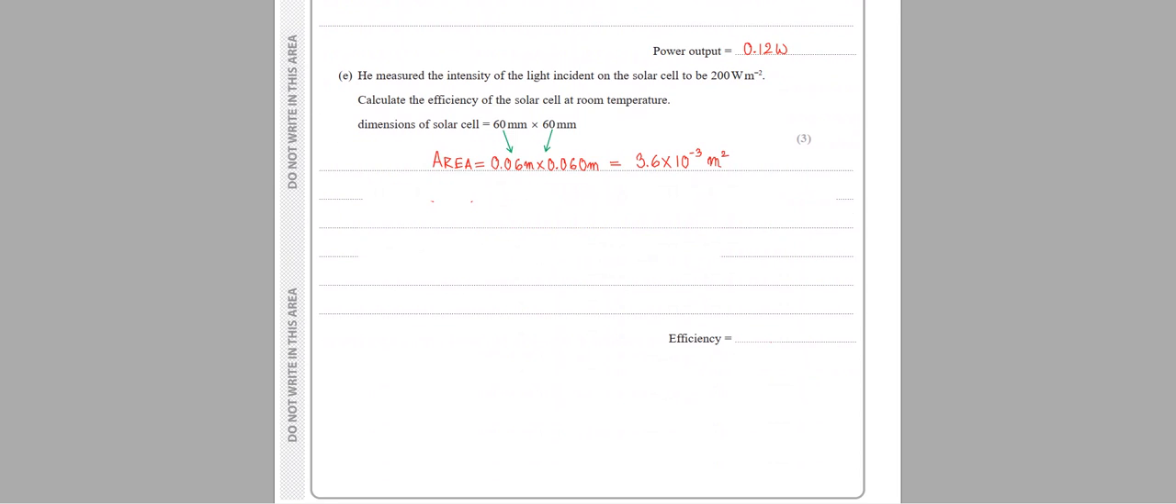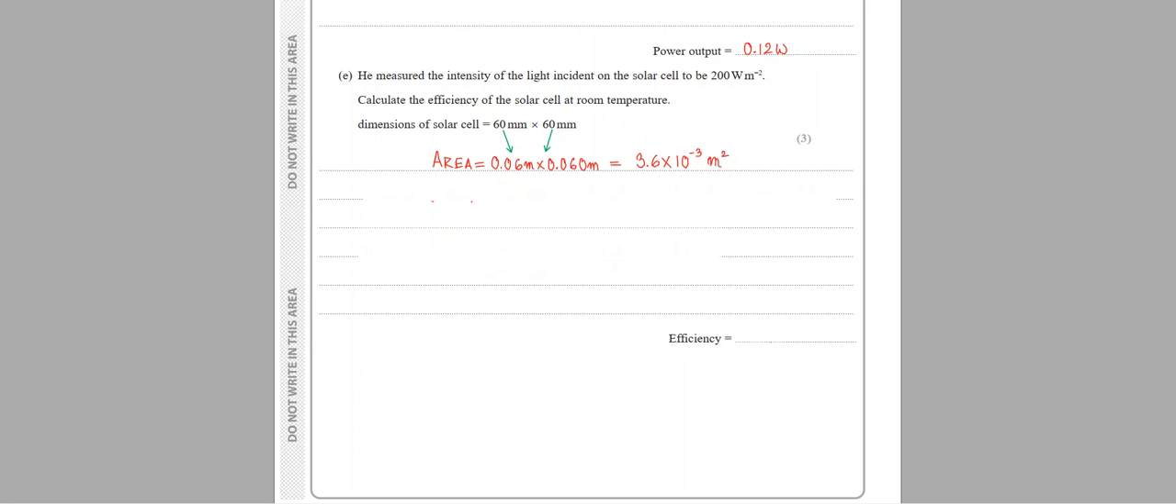For part E, he measured the intensity of light incident on the solar cell to be 200 watt per meter squared. Calculate the efficiency of the solar cell at room temperature. Dimensions of the solar cell are 60 millimeter by 60 millimeter. So the very first thing you'll have to do is convert millimeter to meter, and I have the area.